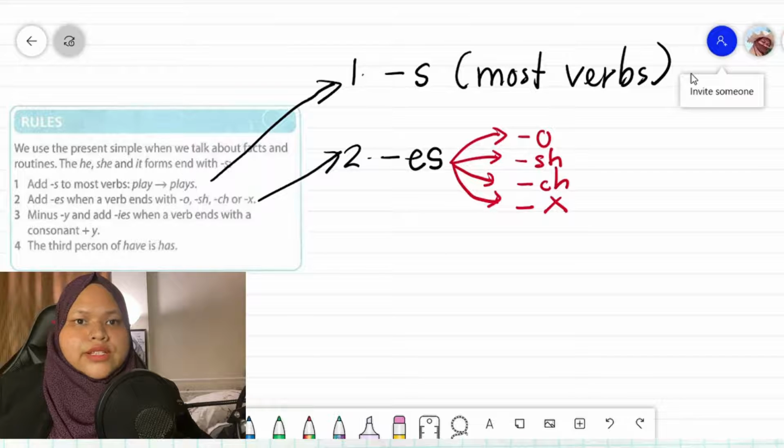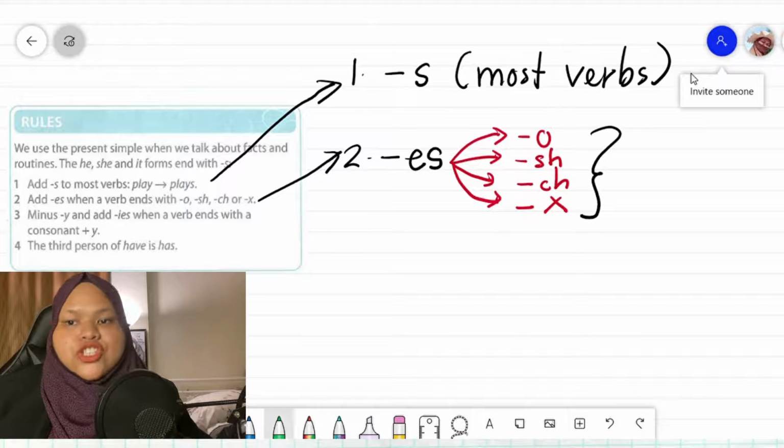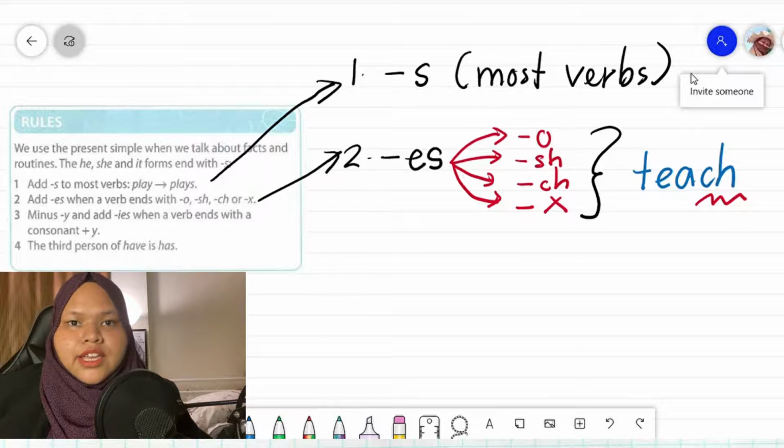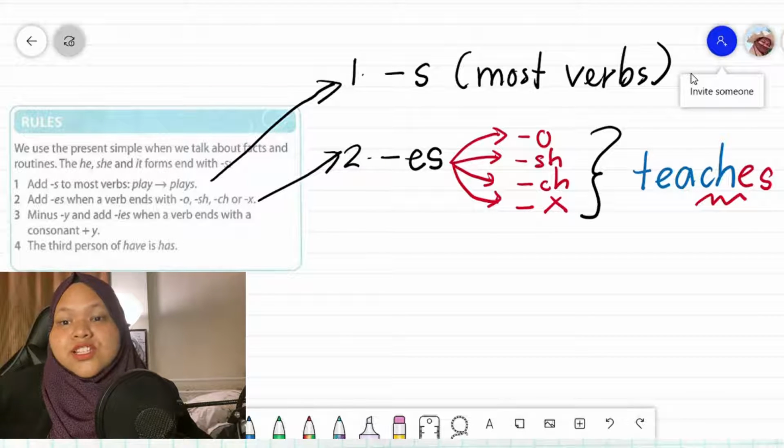Okay? For example, sebagai contohnya, the word teach. Okay, kata kerja teach, mengajar. Ni contoh teach. Teach ends with the letters CH, berakhir dengan CH. Salah satu daripada syarat untuk rule yang kedua ni kan, ada CH. Kalau ada CH, dia punya S dekat belakang tu tak boleh tambah S saja. You must put ES. So, teaches. Okay. This is one of the word that ends with a CH.